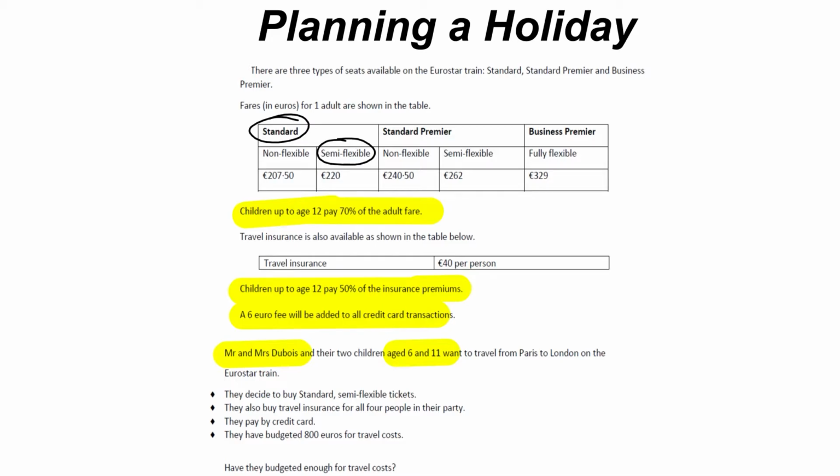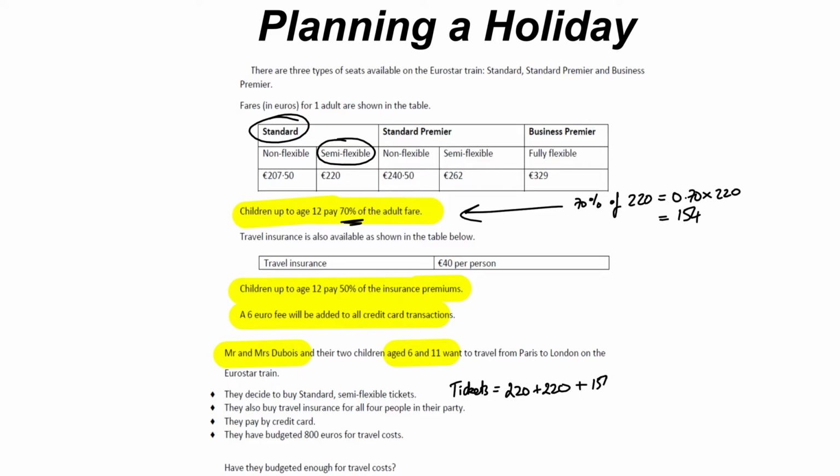Okay, so what I'm going to do is just itemize everything individually. So for the tickets, we're going to be 220 plus 220 for the two adults, plus now the children. The children only pay 70% of the price. So 70% of 220, which would be 0.70 times 220, that's €154. I'm not putting the units in here because it's not a final answer. You can if you want though. So each child is going to be €154.